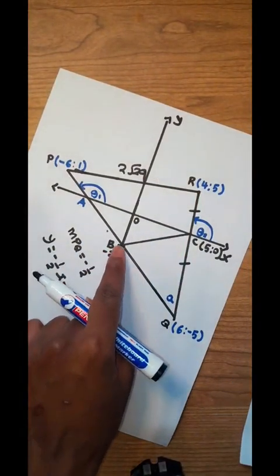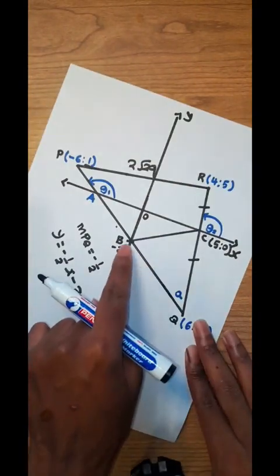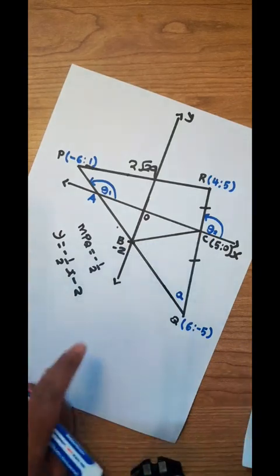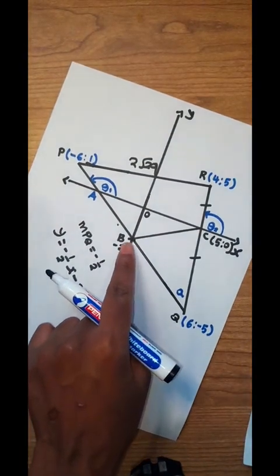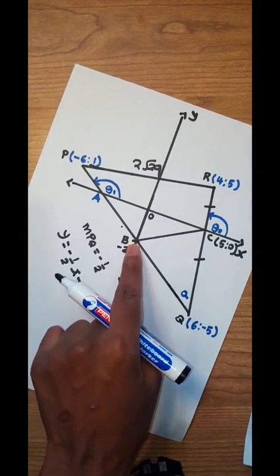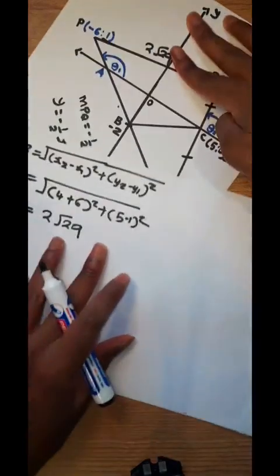Oh, this is BC, right? We need to show that PR equals 2 BC. Now, how do we do this? We just need to find the distance of BC. Let's just find it. The distance of BC. How do we find it?